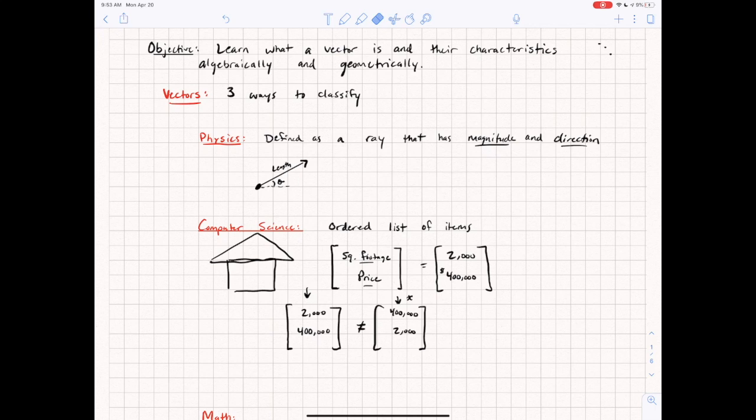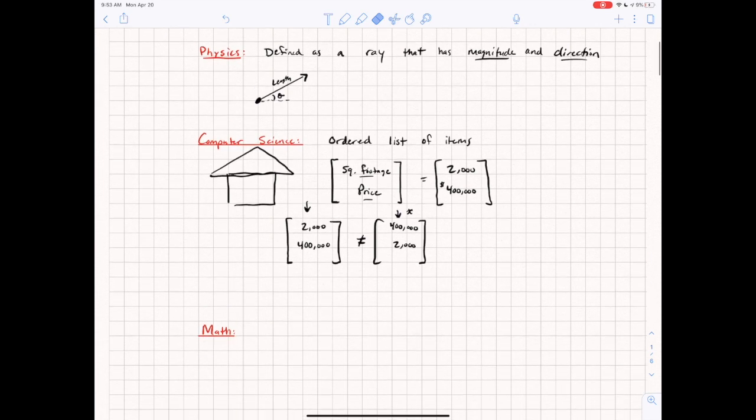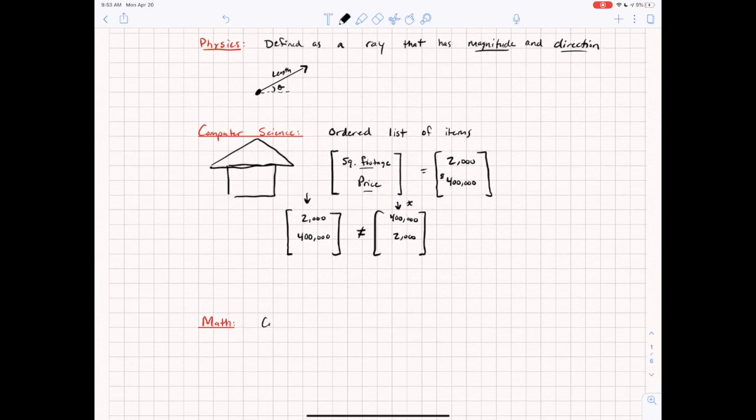Now, the mathematical definition is essentially trying to do a combination of the two of these. So the idea is just to come up with a general definition between these two different things, so that a vector is an ordered list, but not only that, it also defines something in terms of magnitude and direction that can be used for that.